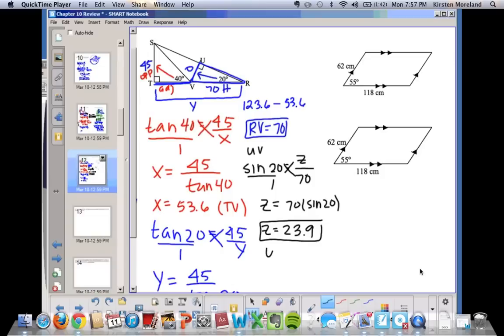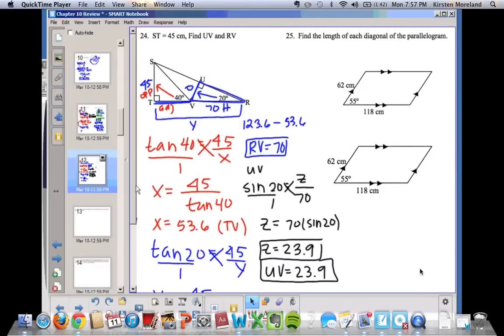So I found RV and UV, and I had to find a couple other values in the meantime, but still got there. There are other ways to solve that one, but that's the best way I found to do it. If you find a different way, it doesn't mean your way is wrong as long as you get the same answers.